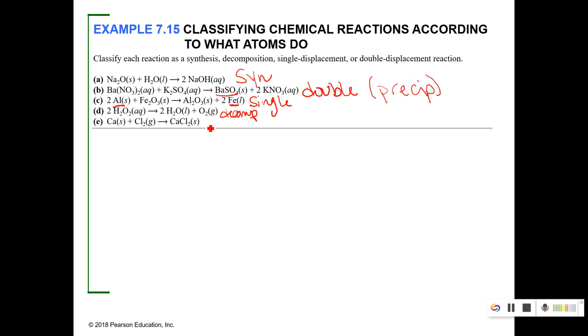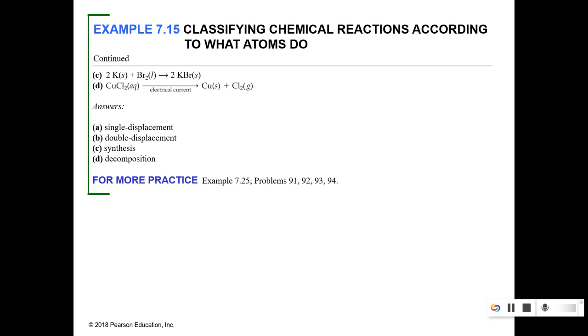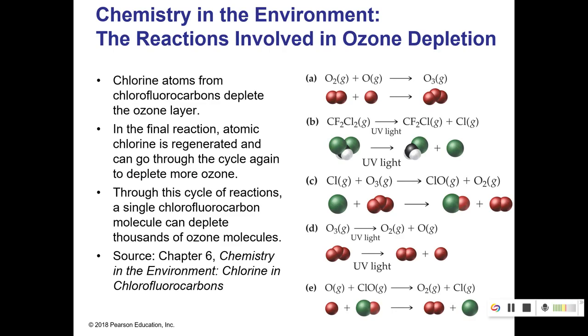D is decomp, and C is synthesis. Okay, E is synthesis. Synthesis and decomposition are the opposite, so it's just them flipped around. Okay, if y'all have questions, please reach out.